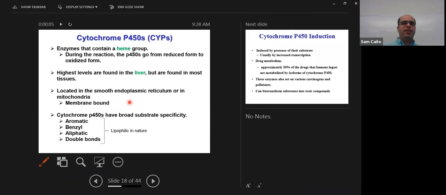The cytochrome P450s have a very broad substrate specificity. They'll recognize aromatic compounds, benzyl compounds, aliphatic compounds, double bonds. There's many different types, which is very good because in our daily life we're exposed to various types of compounds from our environment, whether it comes in our diet or through a drug or whatever. And so having the capability to handle multiple types of compounds, multiple organic structures, allows these enzymes to start the metabolism.